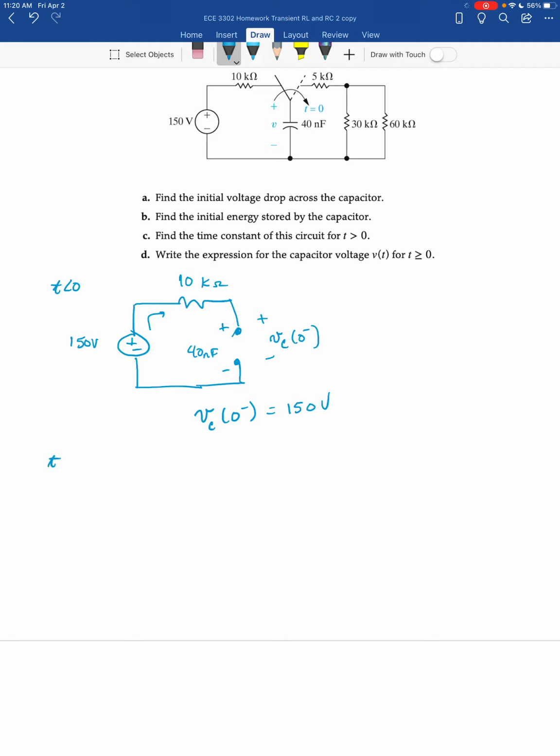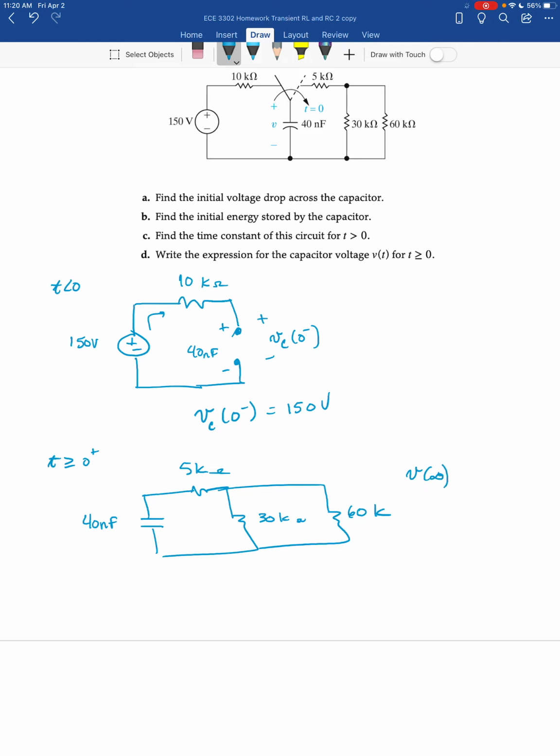Okay, so now we let the switch move, and now we need to sketch the circuit for t greater than or equal to 0 plus. And when we do that, we will have 40 nanofarads, 5K, 30K, and 60K.